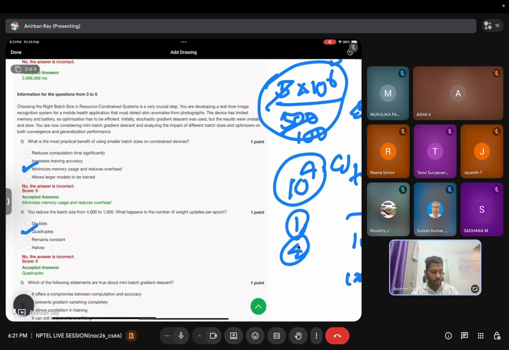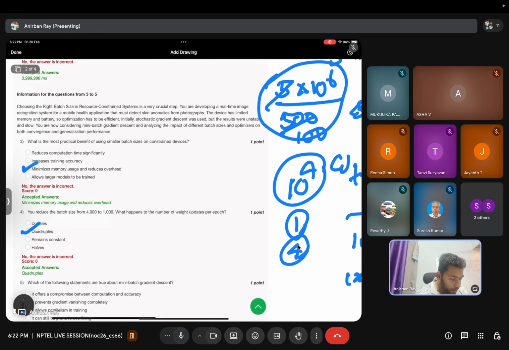Okay, which of the following statements is true about mini batch gradient descent? So with mini batch gradient descent, we understand that batch gradient descent takes the whole data set for the gradient update, and here in mini batch it takes some smaller subsets to make the updates. So it is a compromise between computation and accuracy. Okay, prevents gradient vanishing completely, allows parallelism in training.